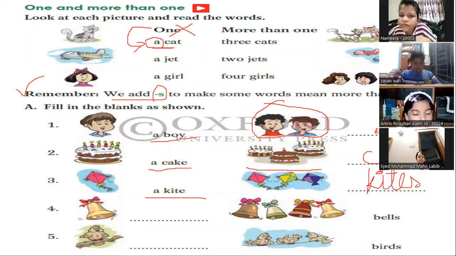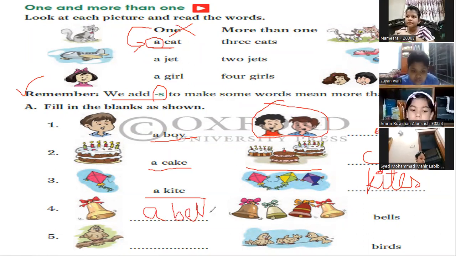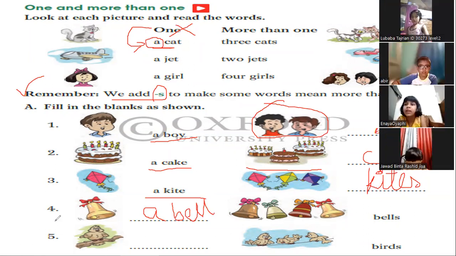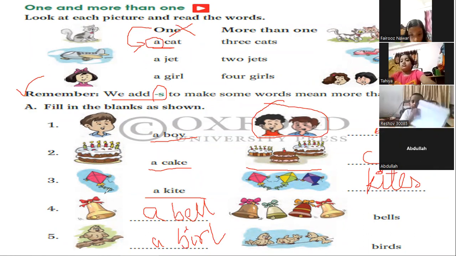Okay. So let's go with the fourth number picture. What we have to write here? Bell. Bell. No, we don't have to write it. Number five. Number five. Amra ki likhbo? Butterfly. Tar mane ekhon theke amra ar one likhbo na. It is a one bird. It is one cat. No. It is a bird. Likhle amra bujhbo je ekhane ekti bird bujhiyeche.